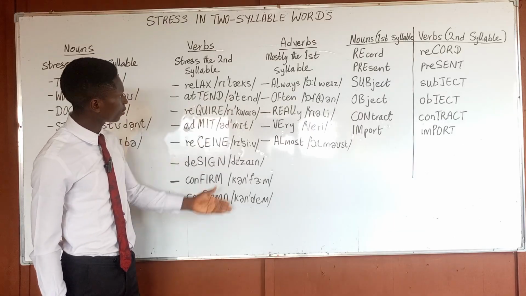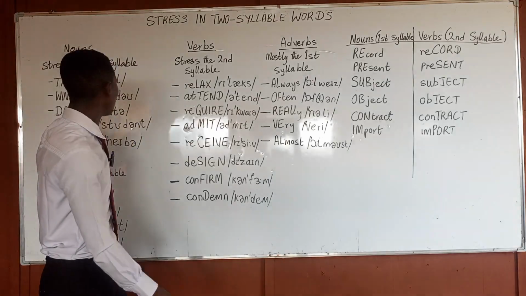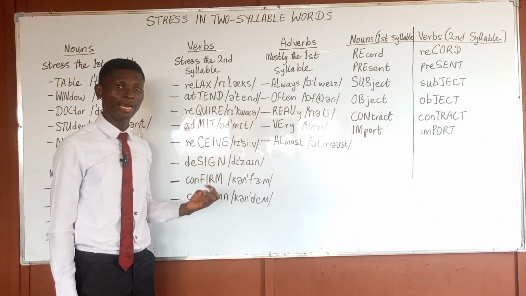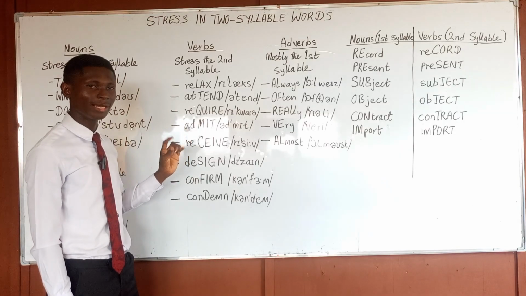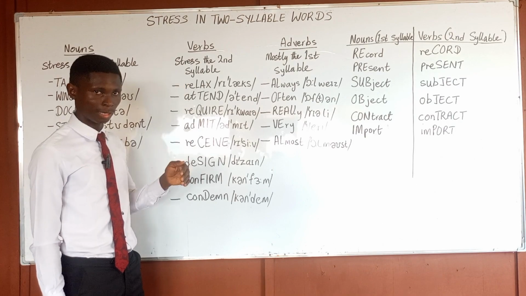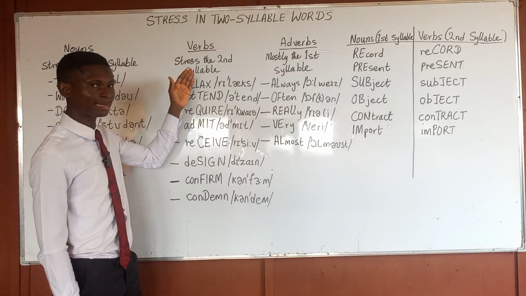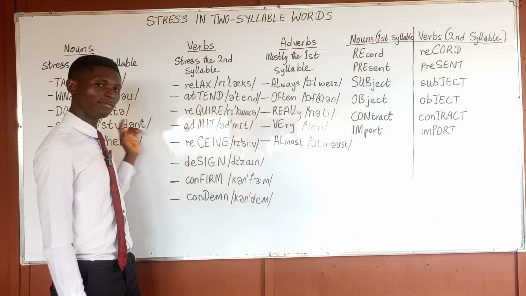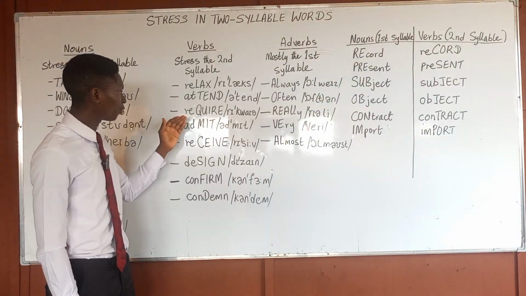So look at the transcriptions of each of these verbs and also compare what we have here and what we have under noun and adjectives. For nouns and adjectives, the first syllable is stressed, that's why you hear table, ta. But for verbs, we have what? Relax, ta. As different from happy, we have relax, attend, require.